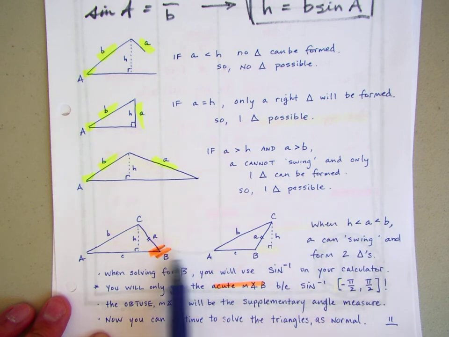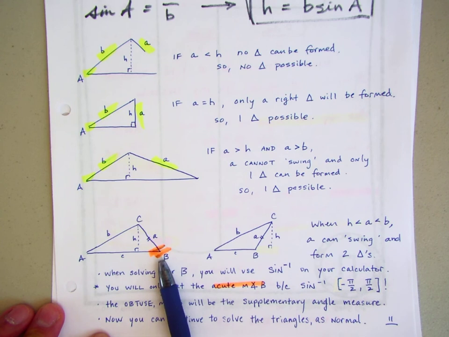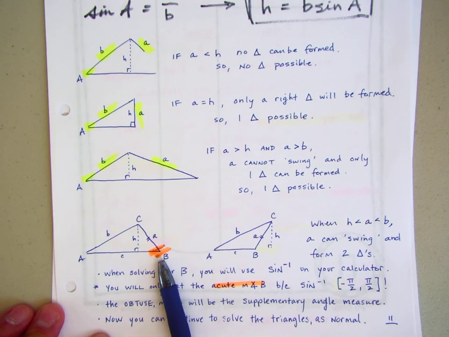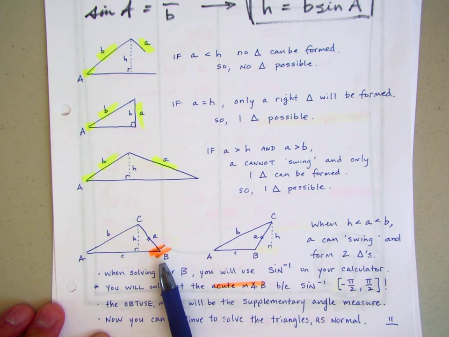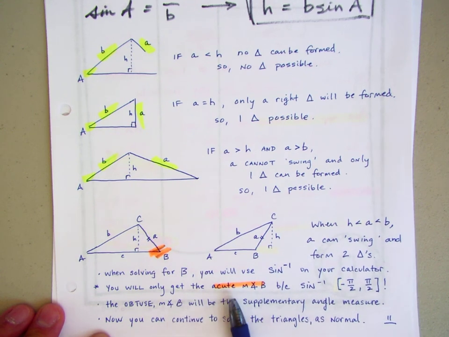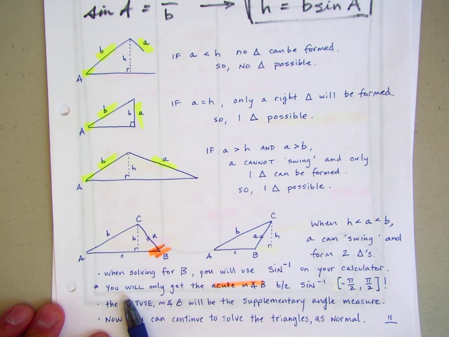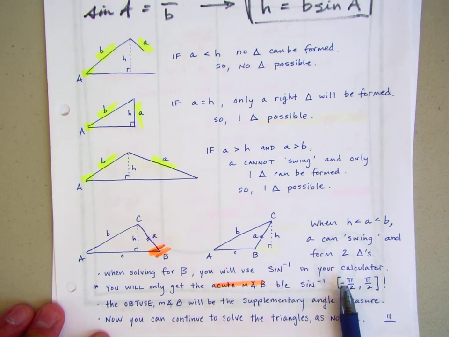Once you've decided that you could have two possibilities, solving for it is not too bad. You're going to set up the law of sines, and when you hit inverse sine on your calculator, there's one key thing to remember that actually makes this make sense. If you recall from the lesson on inverse sines, the inverse sine has to fall between negative pi half and pi half.